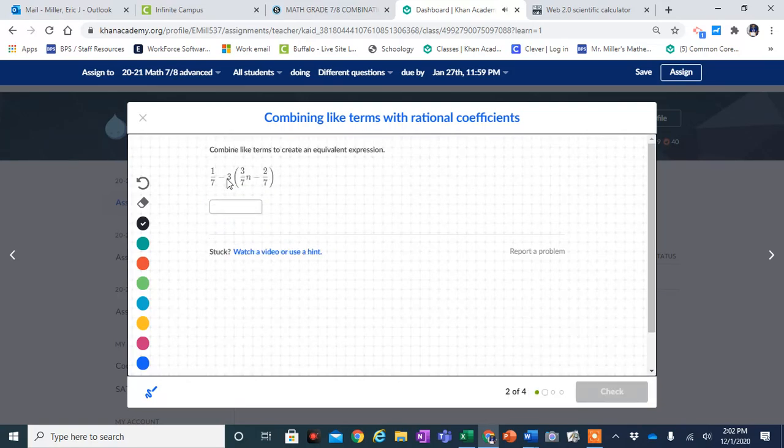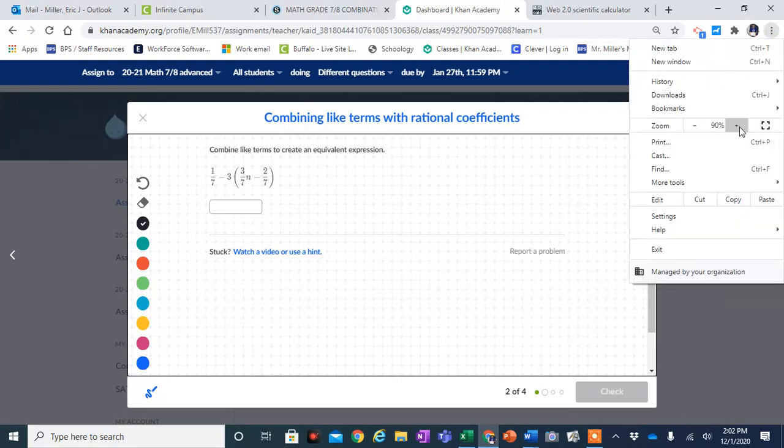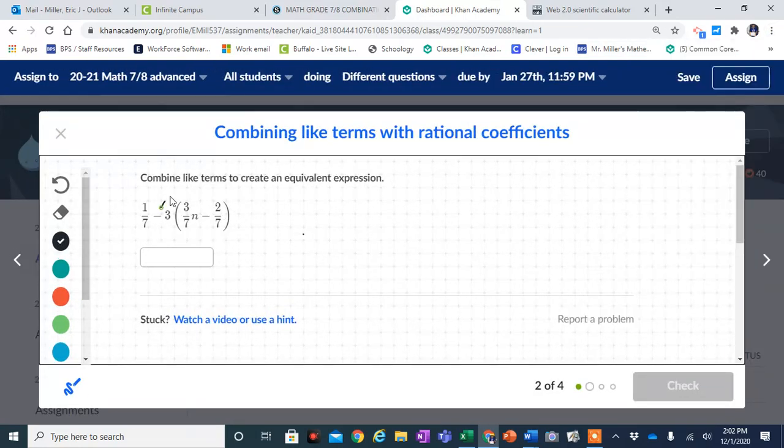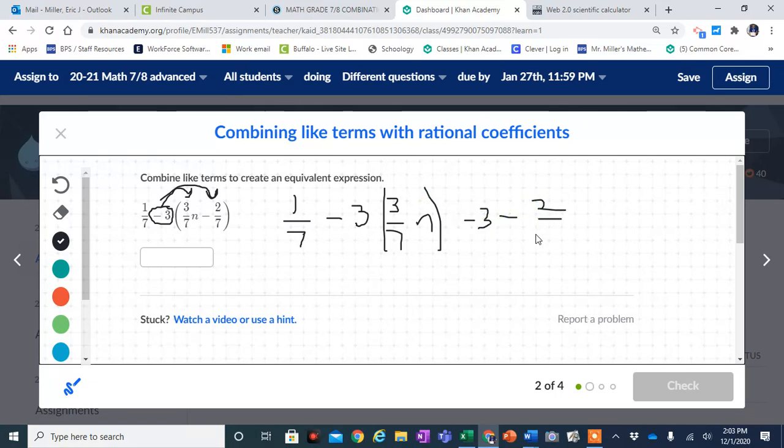All right, so this one is a little bit harder. You have to distribute the 3. So this negative 3 has to get multiplied into each of these. So that means this is 1/7, and then a negative times a positive is a negative. So really this is negative 3 times 3/7n. I'll write it this way first. And then it's negative 3 times negative 2/7.